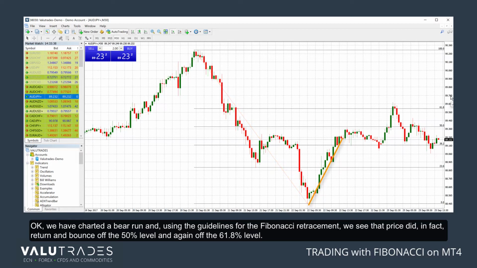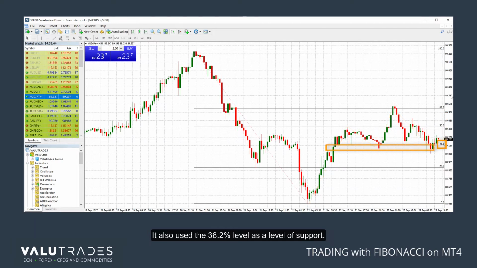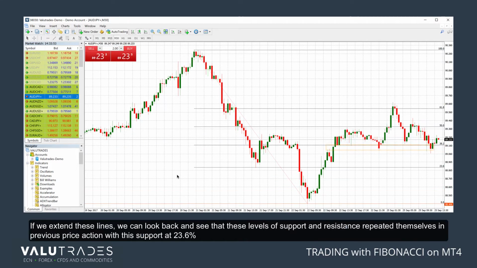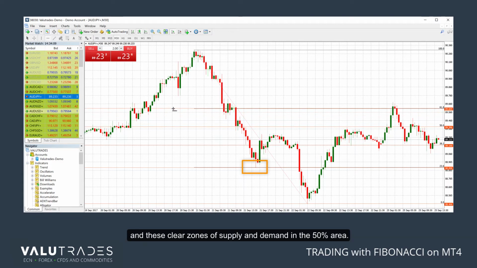Okay, we have charted a bear run and, using the guidelines for the Fibonacci retracement, we see that price did in fact return and bounce off the 50% level and again off the 61.8% level. It also used the 38.2% level as a level of support. If we extend these lines, we can look back and see that these levels of support and resistance repeated themselves in previous price action, with this support at 23.6% and these clear zones of supply and demand at the 50% area.